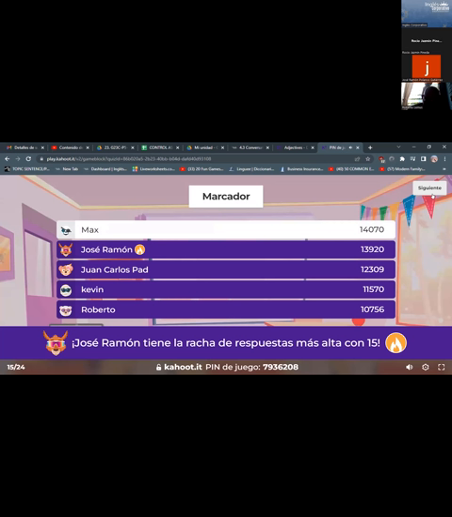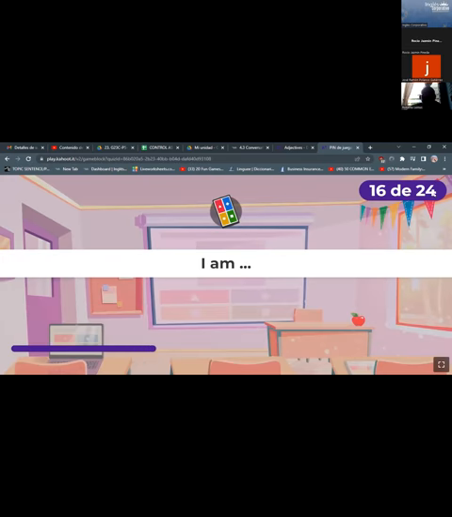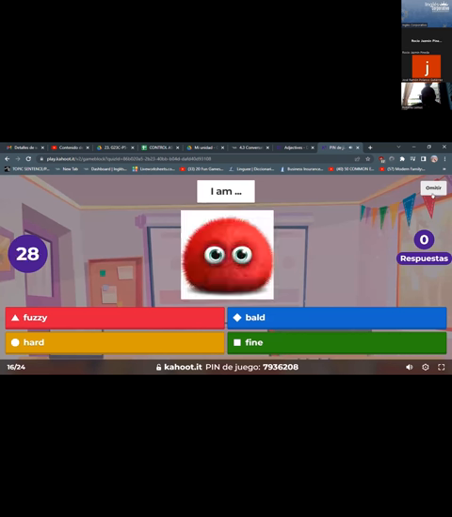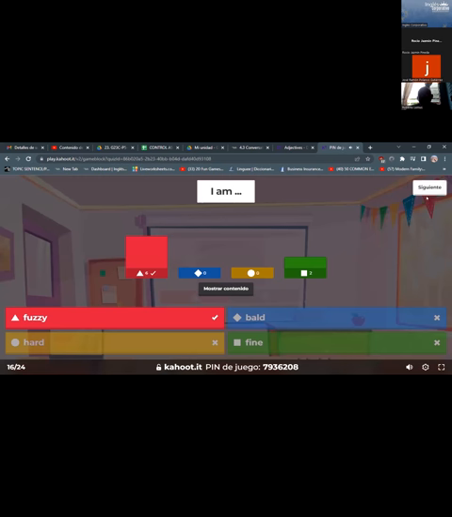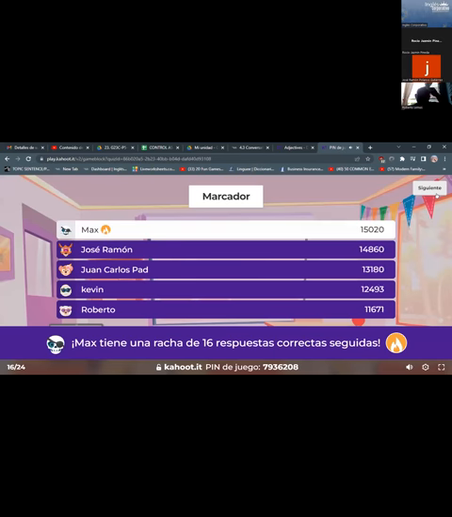Same places. No, now Max is in the first place, José Ramón, Juan Carlos is in third place, Kevin is in fourth place, and Roberto is in fifth place. Aquí dice José Ramón tiene la racha de respuestas más alta con 15 puntos. Excellent. Excellent, fuzzy, fuzzy. Same places.